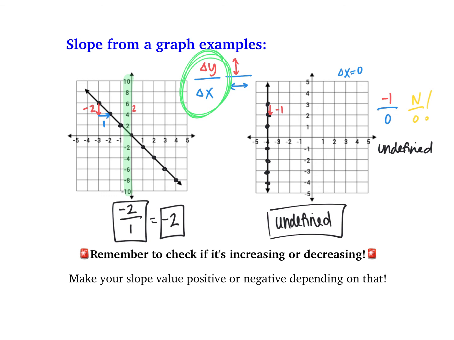So now you're going to practice these on your own. Remember to check if it's increasing or decreasing. Anything going down, you use a negative number for that. Anything going up would be your positive number. Good luck.